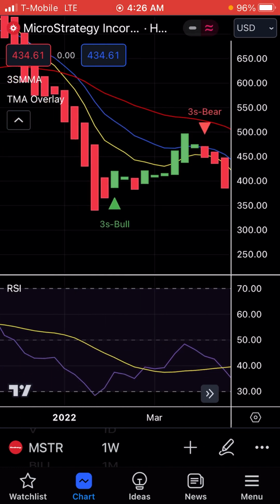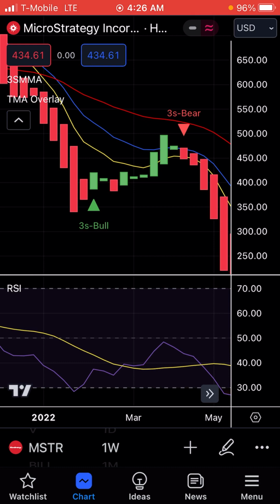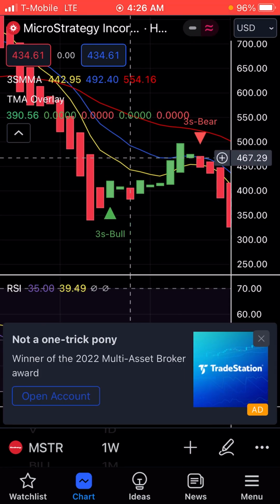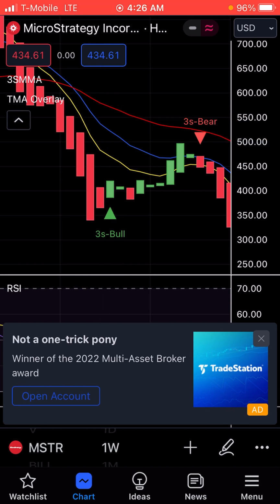Now, all you have to do on the weekly is basically look for the moments when it crosses. You can also take a risk and see when your TMA overlay gives a signal, but if you're going on what the TMA overlay is saying, make sure you're going with the trend. An example like here, let's clear the candles here.